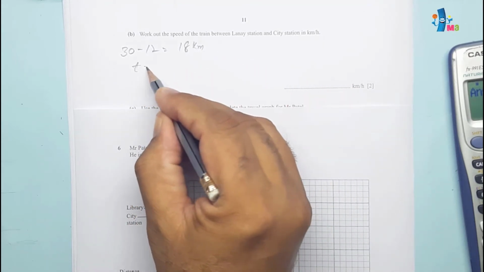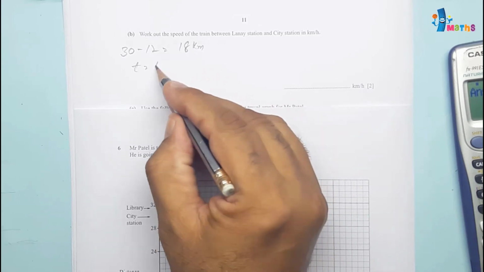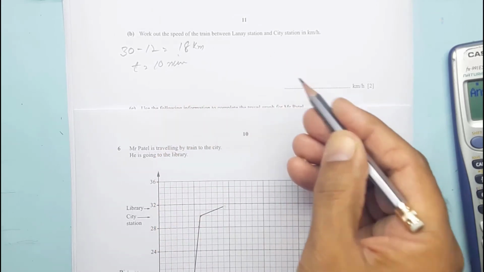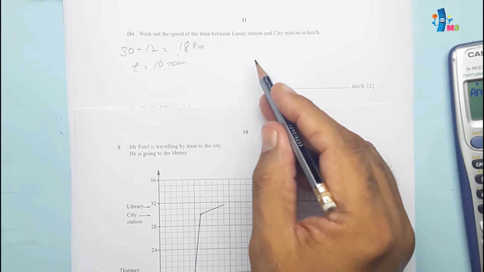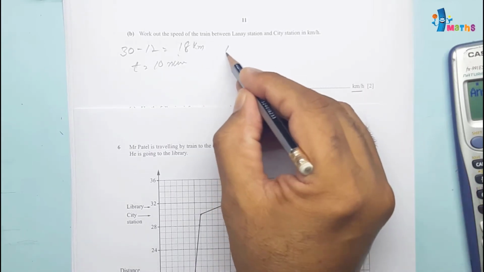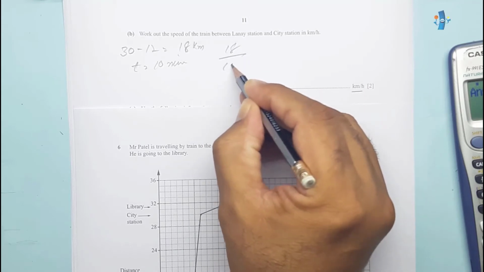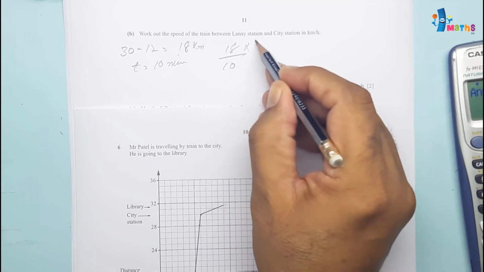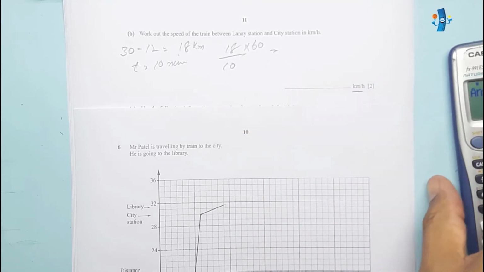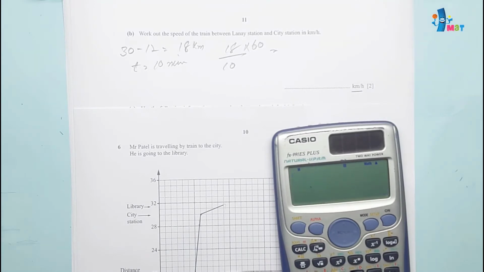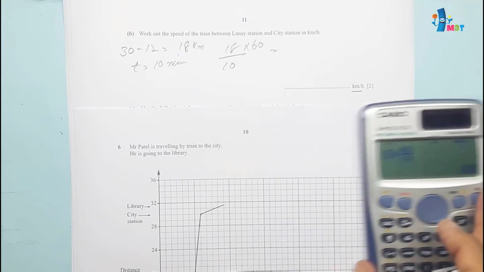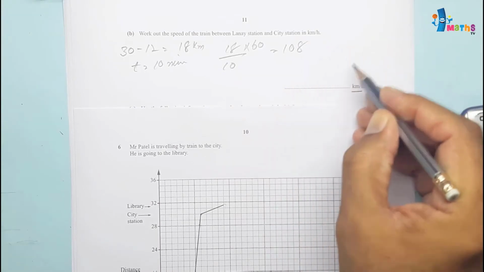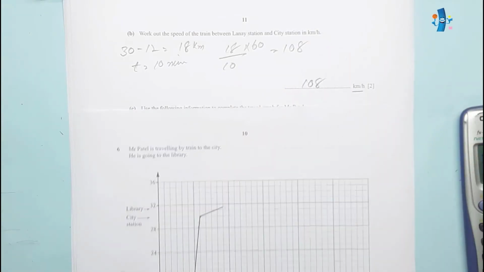Time is equal to 10 minutes, right? But we need the speed in kilometers per hour. So it will be 18 divided by 10, and these minutes will be converted into hours. So this will be equal to 18 multiplied by 60 and divided by 10, which is 108. So speed will be 108 kilometers per hour.